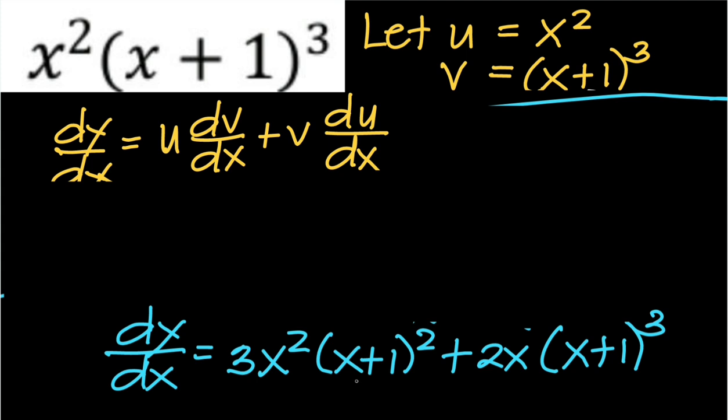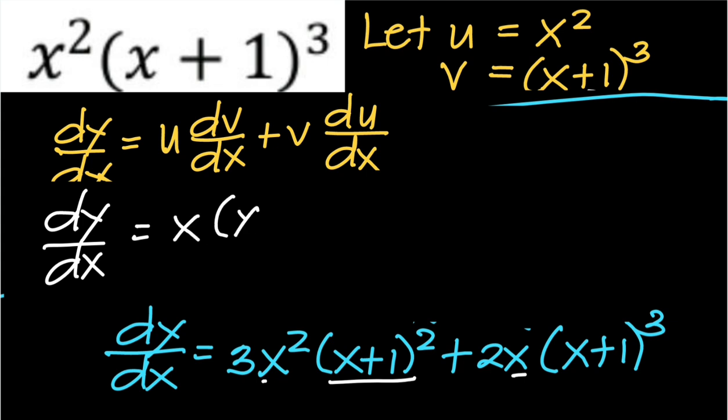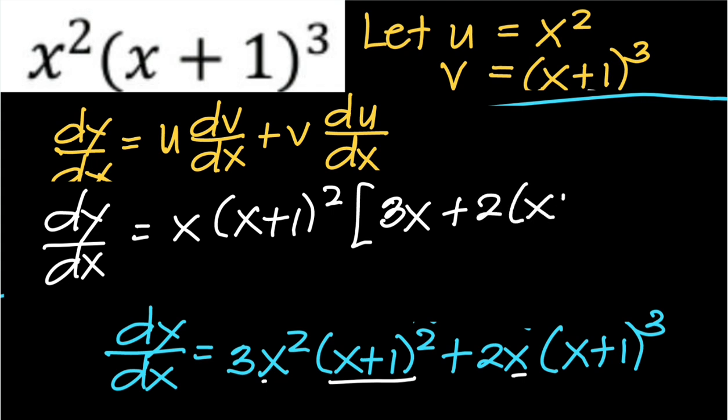The common factors here are x plus 1 squared and x. So dy over dx is just equal to, we factor out x and x plus 1 squared. Then we'll be left with 3x plus 2 times x plus 1, right?